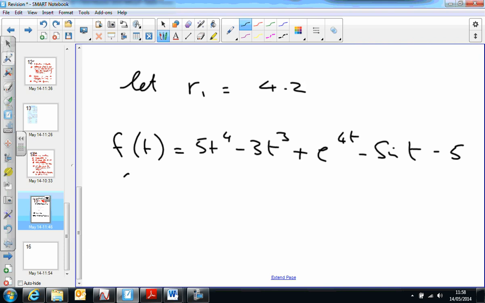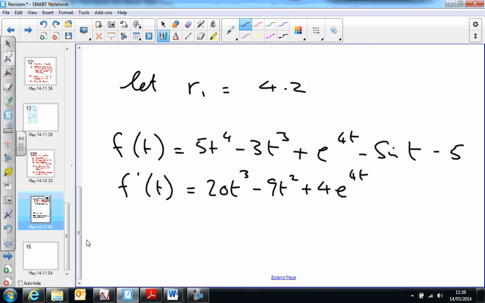And so now differentiate it. And I just go through each term, differentiate it. So bring the power down, times your other number in front, take 1 off the power, 20t cubed, minus 9t squared. For an exponential function, the 4 comes down, but the rest stays the same. And sine goes to cosine, so it'll be minus cos t. And then the 5 constant disappears. So that's the differential.